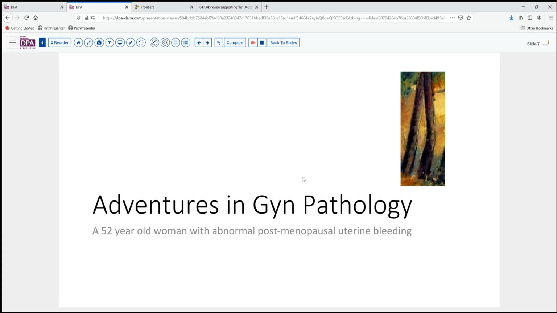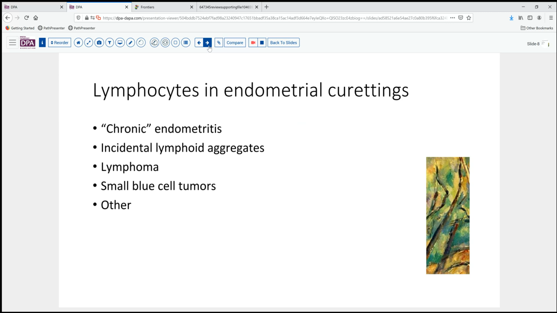Our case today comes from the files of the University of Oklahoma Health Sciences Center. And in our Adventures in GYN Pathology series, it's a 52-year-old woman who has noted several months of abnormal postmenopausal bleeding. So a curettage is done, and the curettage doesn't show any endometrial proliferation, but does show a fair number of lymphocytes within the stroma of the endometrium.